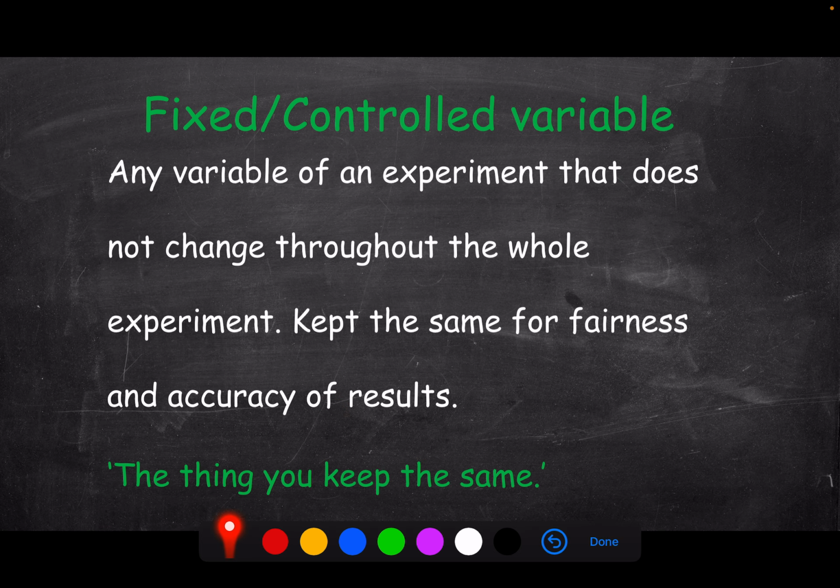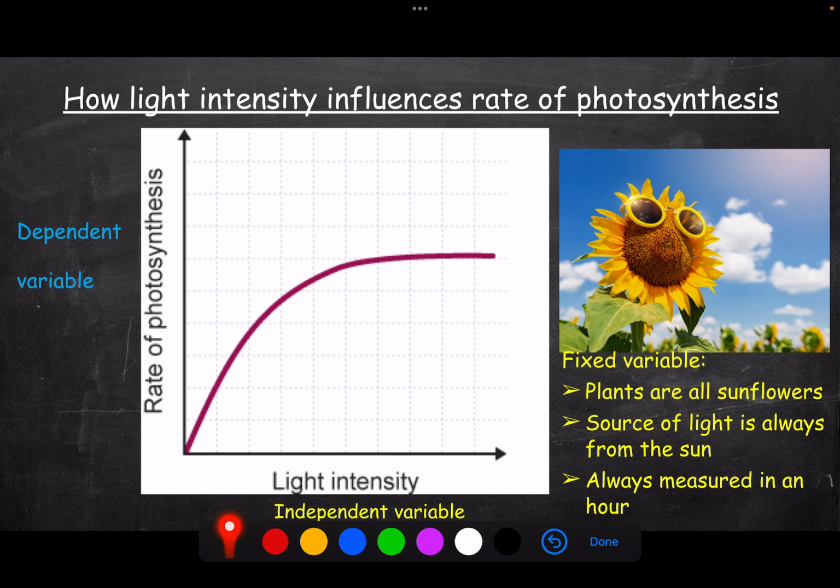Another way of thinking about it is it's the thing you keep the same. So again, if we look at the same experiment with the rate of photosynthesis and light intensity, our fixed variable would be the fact that we only use sunflowers as a plant. So all our plants that we use in this experiment are all sunflowers, so that the results can be fair. Right, we're looking at the same species of plant, sunflower.